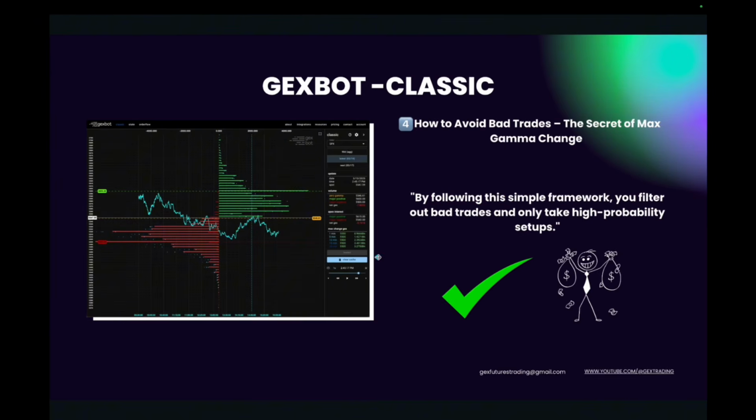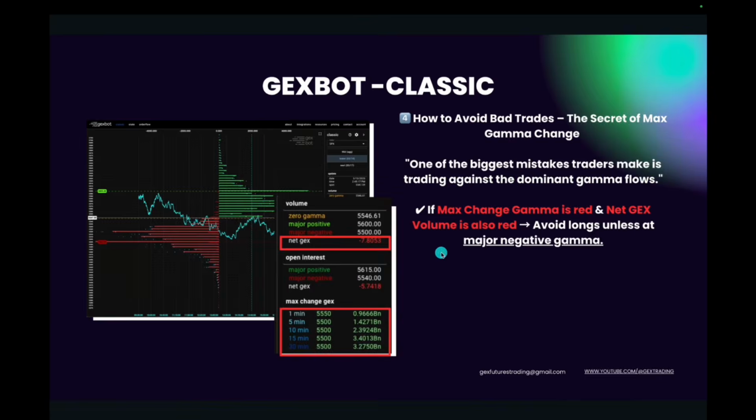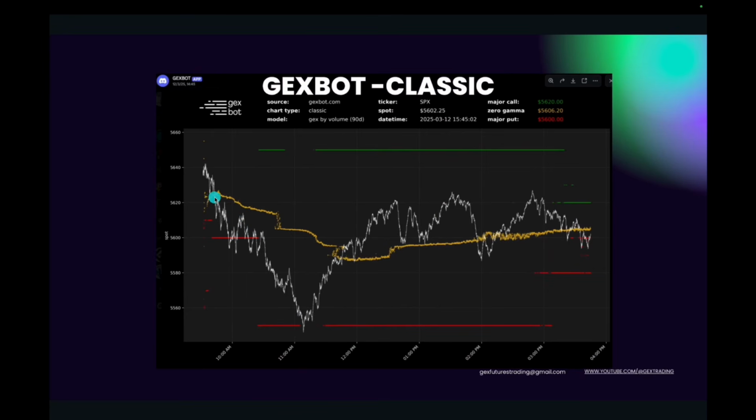So basically, by following this simple framework, you filter out bad trades and only take high probability setups. And again, guys, I use this every day. I use this and I just wait, and I use other tools obviously, but this one is my main one. This is what I see every day to see which regime I am in. If I am in this regime, max gamma is negative, I would have gone short here anyway. I don't go long. I only take profits here, and then I wouldn't go long here. That's how I use it.